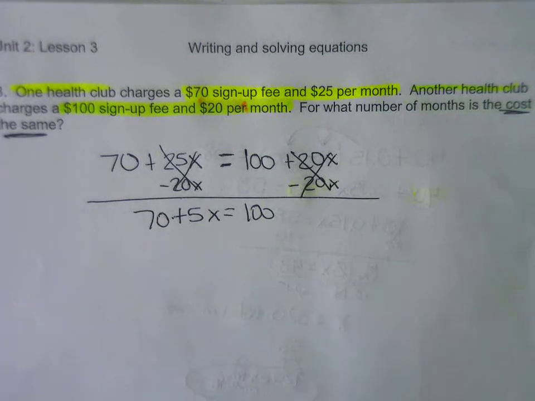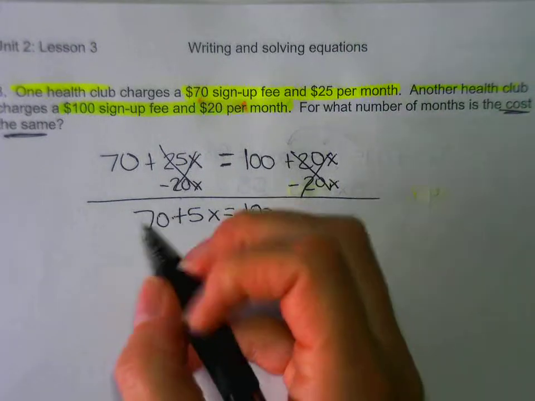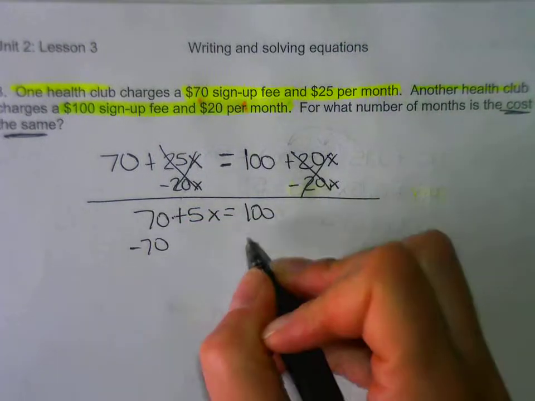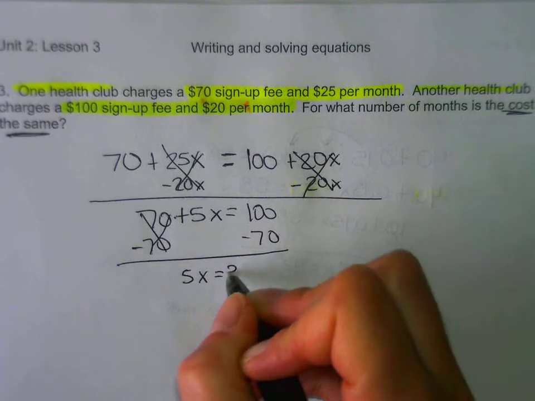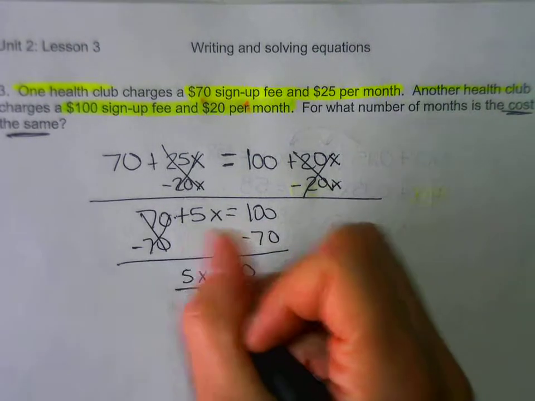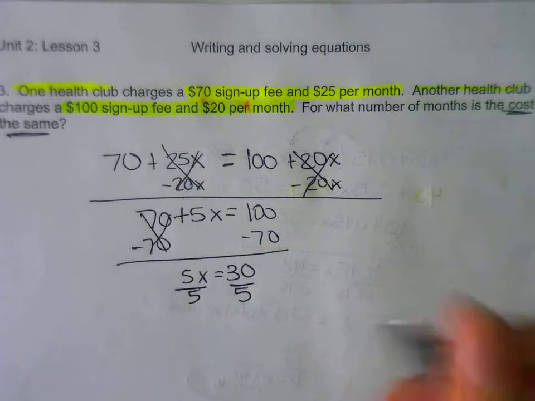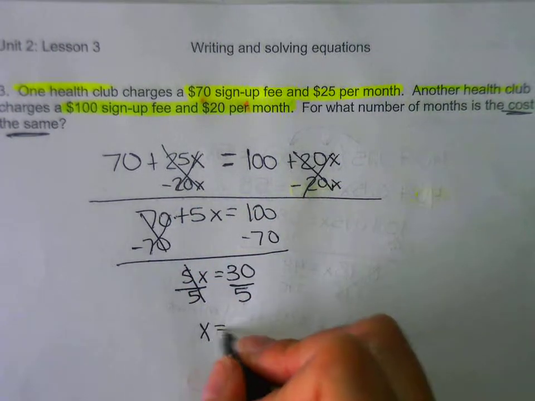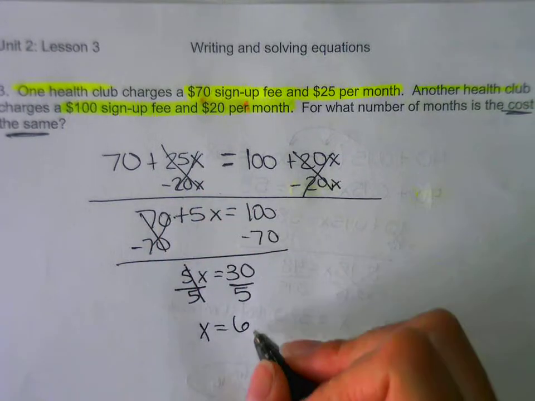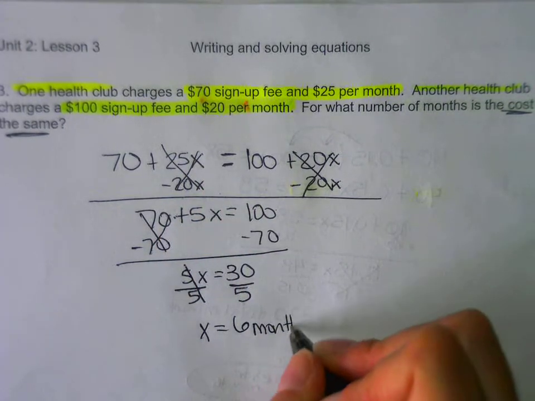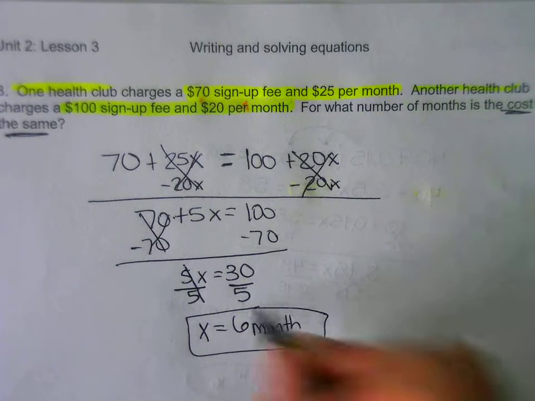Now we're down to a two-step equation. I'm going to subtract 70 from both sides. So 5x equals 30. Divide both sides by 5. So x equals 6. So what that means, for these to be the exact same, for them to be equal to each other, is that you would have to go 6 months to the first health club and 6 months to the second health club.